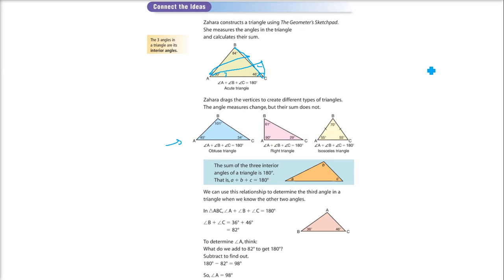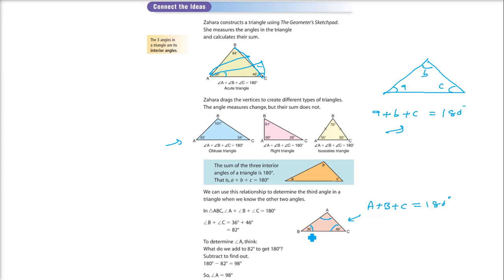So what we find here is that if we have a triangle, and this is angle A, this is angle B, and this is angle C, the sum of the interior angles will always be equal to 180 degrees. So we can use this relationship to find other angles. If you see this triangle, one angle is 36 degrees, the other angle is 46 degrees. So we need to find the third angle. How to find it? We know that angle A plus angle B plus angle C will always be equal to 180 degrees, and B and C are given.